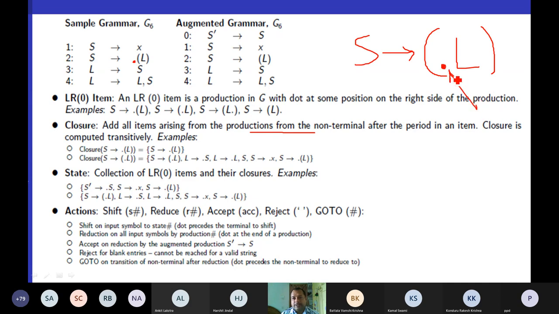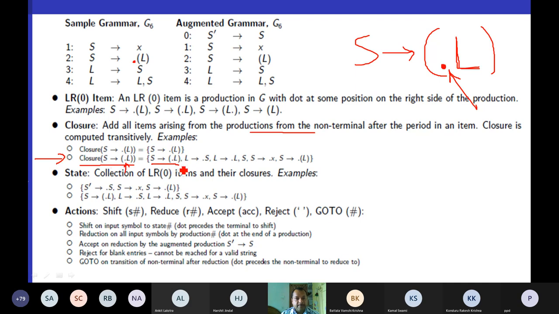Then since the dot is on the left hand side of one non-terminal, which is my L, everything which is part of the item of L will be added transitively as part of this item. That's why you see at this position, closure of S derives within parenthesis L, but the dot is right on the left hand side of L. So the first item is the same one.